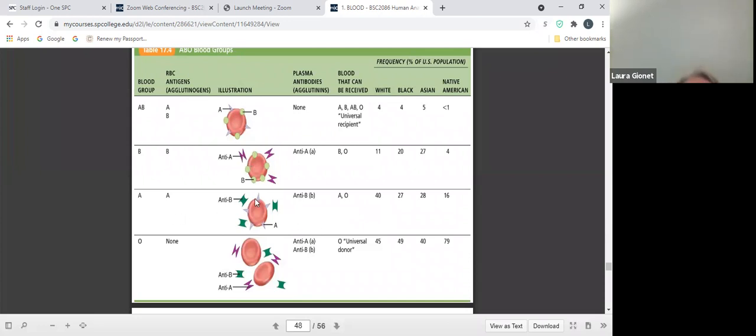A antibodies could bind to an A antigen. So you see the ones on top, we have those purpley kind of A antibodies. You can see how those would be able to bind to an A antigen.